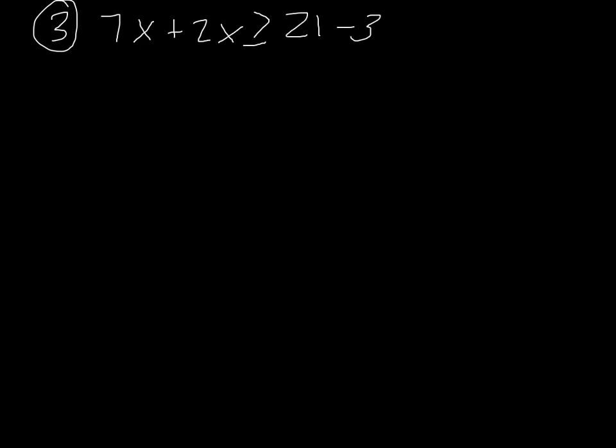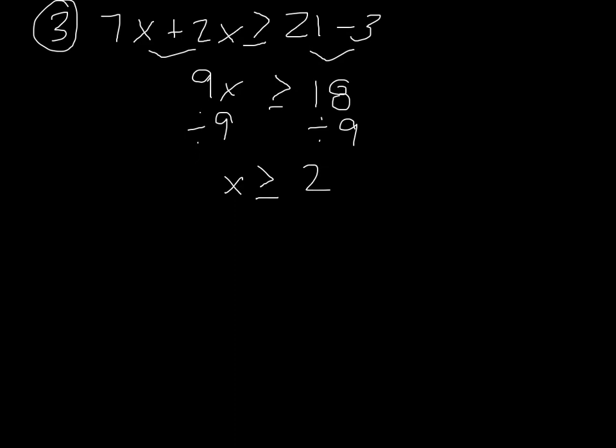Okay, now number 3. This is the same. We have to graph and solve. Number 3 says 7x plus 2x is greater than or equal to 21 minus 3. Okay, so 21 minus 3. If I have 21, I take away 3, I'd get 18. Positive 18 is there. And 7x plus 2x, I'd get 9x. Oh, well, this will be a nice one. Divided by 9, divide by 9, and I would get x is greater than or equal to 2.